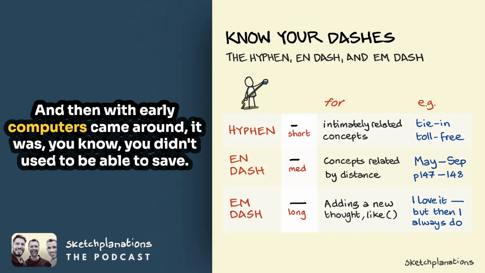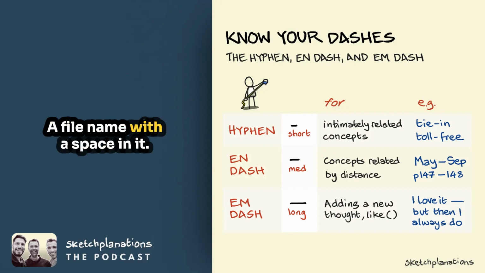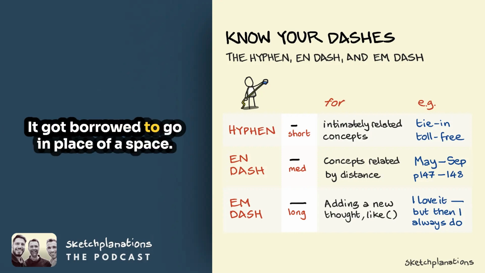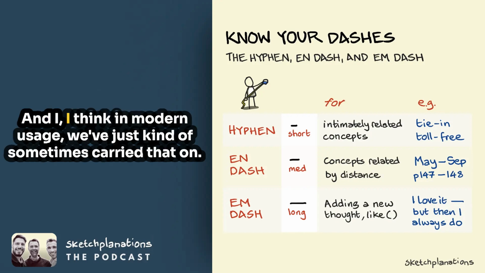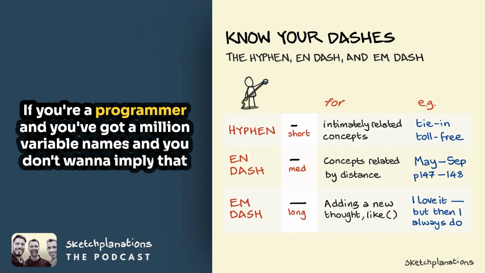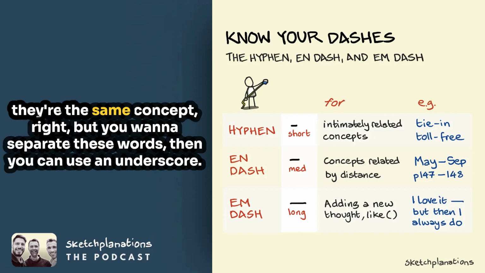And then when early computers came around, you didn't used to be able to save a file name with a space in it. So it got borrowed to go in place of a space. And I think in modern usage, we've sometimes carried that on. If you're a programmer and you've got a million variable names and you don't want to imply that they're the same concept, but you want to separate these words, then you can use an underscore.